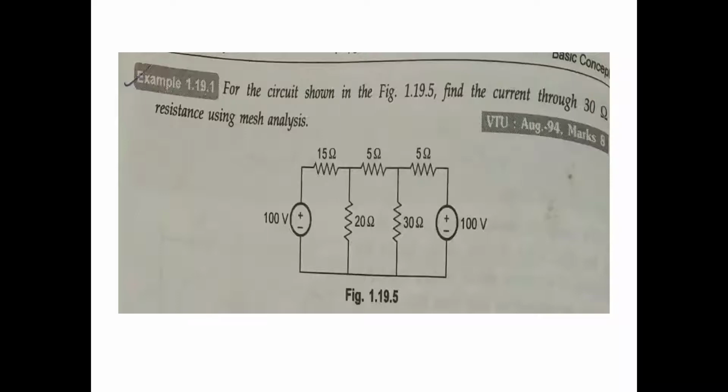First, you write down the equations for a particular loop. Here we have the first loop, second loop, third loop as per the diagram. For the circuit shown in the figure, find the current through the 30 ohm resistance. Just to calculate the 30 ohm resistance current. This is also an example on 94, 8 marks.